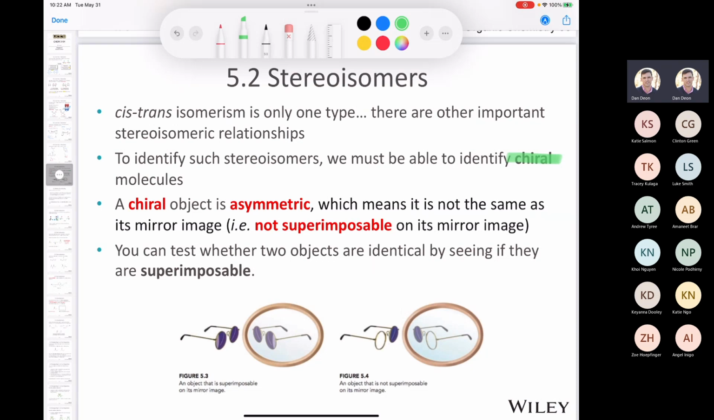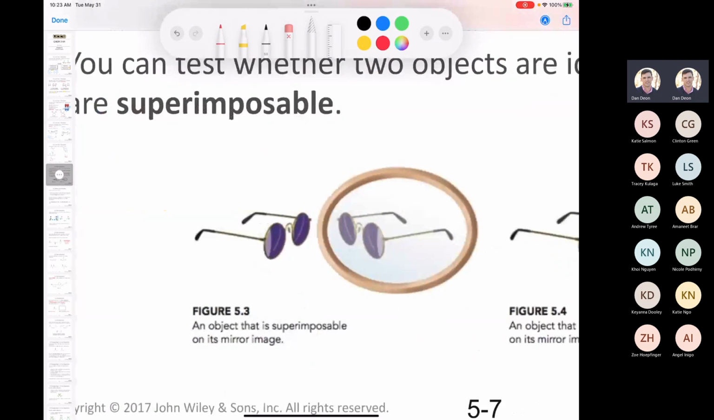Check it out. It says a chiral object, something that's chiral, is asymmetric. All asymmetric means is that it's not the same as its mirror image, or it's non-superimposable on its mirror image. Again, if you take a left hand and then you take a right hand, they're mirror images, but you can't superimpose one on top of the other. That was a demonstration I did a little while ago. And so again, you would say that a human hand is chiral. Let's take a look at another example. Let's say we have these kind of like John Lennon sunglasses here.